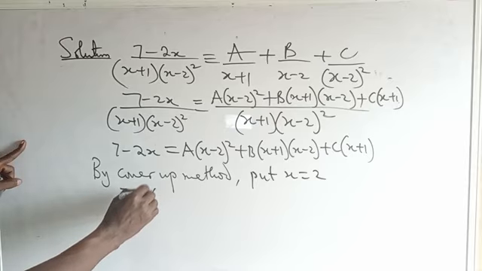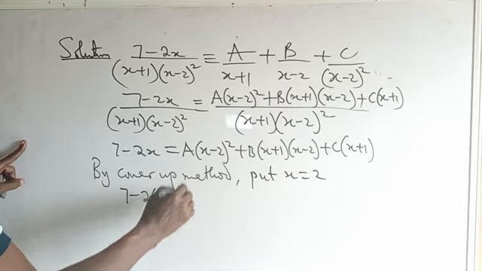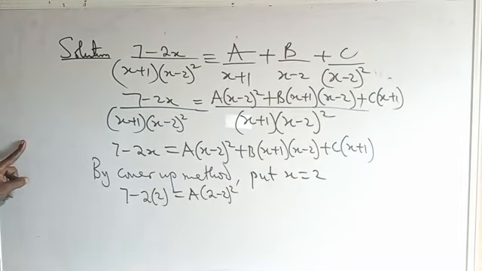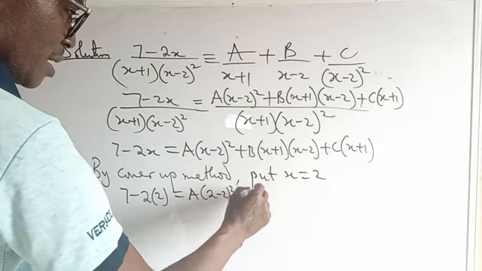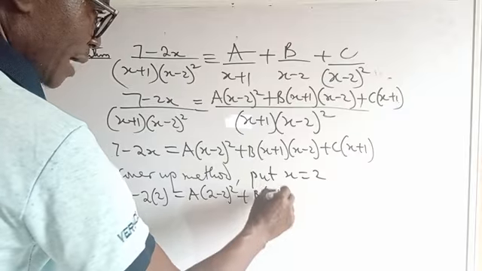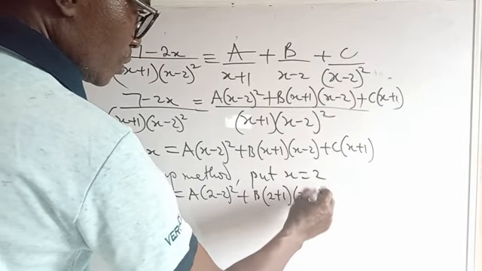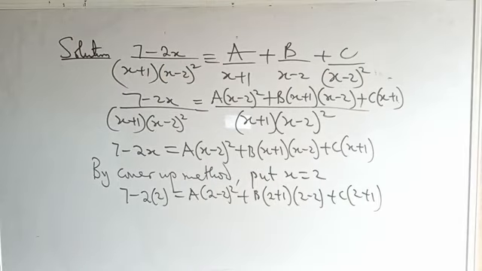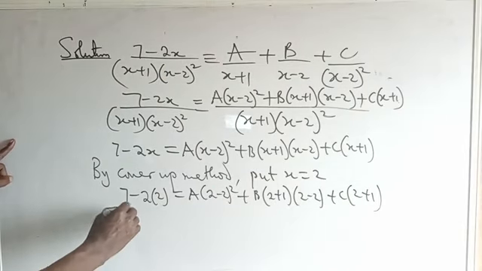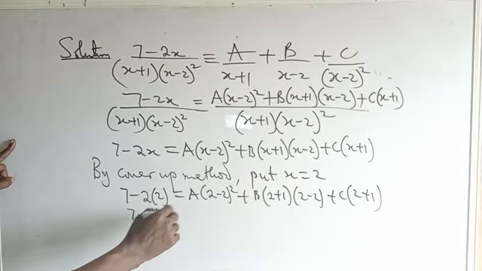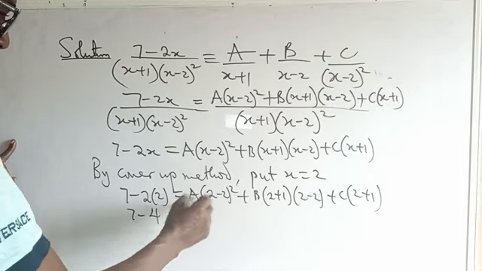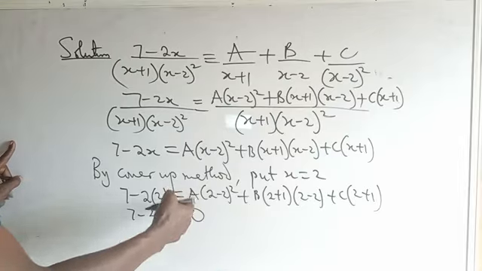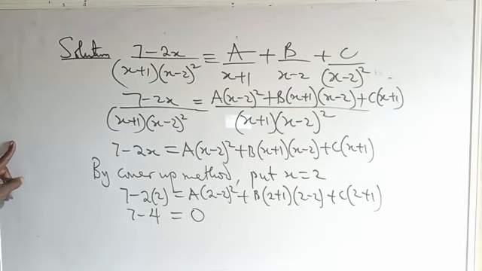7 minus 2 into 2 is equal to a into 2 minus 2 squared, plus b into 2 plus 1, 2 minus 2, then plus c into 2 plus 1. Okay? Now, you have 7 minus 2 times 2 is 4, is equal to, everything here is 0 because 2 minus 2 is 0. 0 squared is 0. 0 times a is 0. So we have eliminated a.